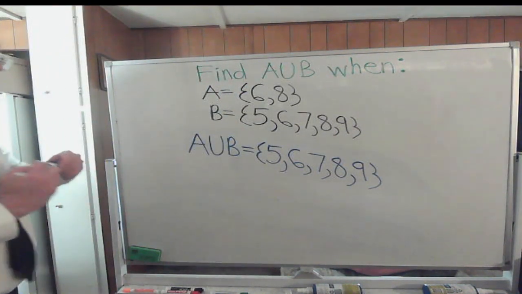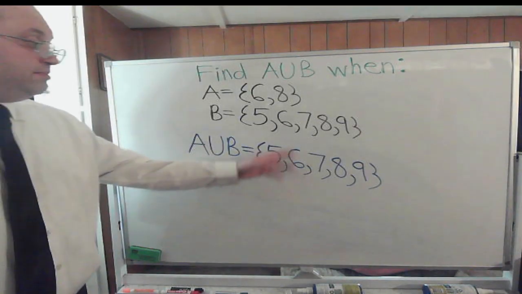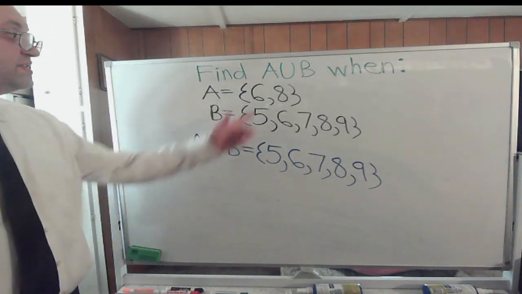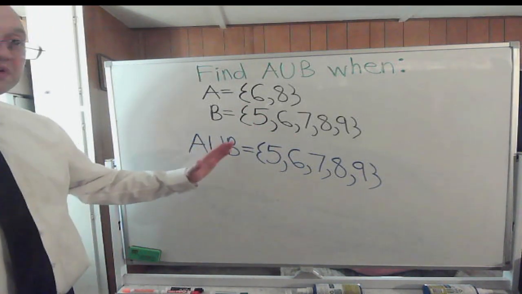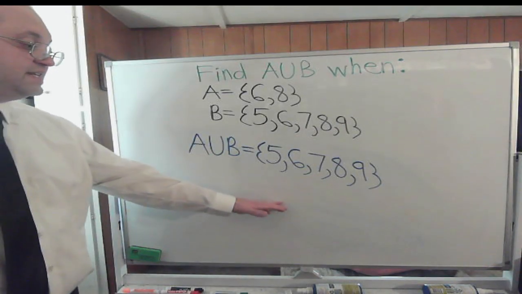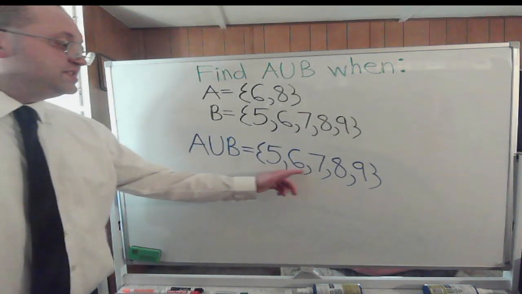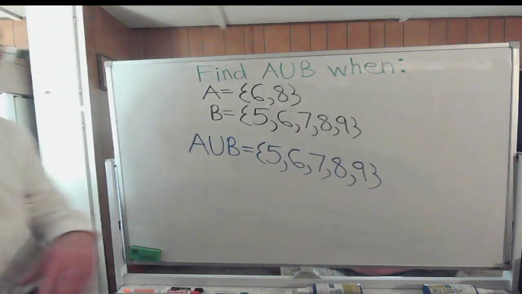So basically, you get set B back again, because everything that's in A is already in B, but nonetheless, we still have to do the union of the sets. You get the set of 5, 6, 7, 8, and 9. That's all you get.